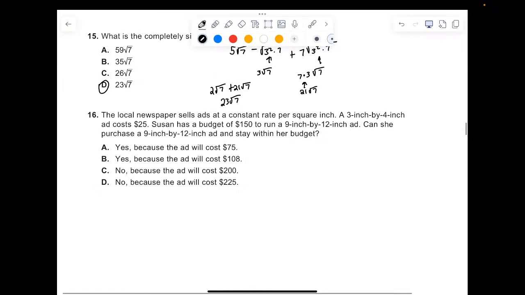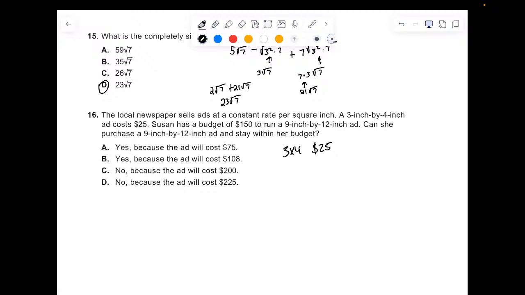The local newspaper sells ads at a constant rate per square inch. A 3 inch by 4 inch ad costs $25. Susan has a budget of $150 to run a 9 inch by 12 inch ad. Can she purchase this?